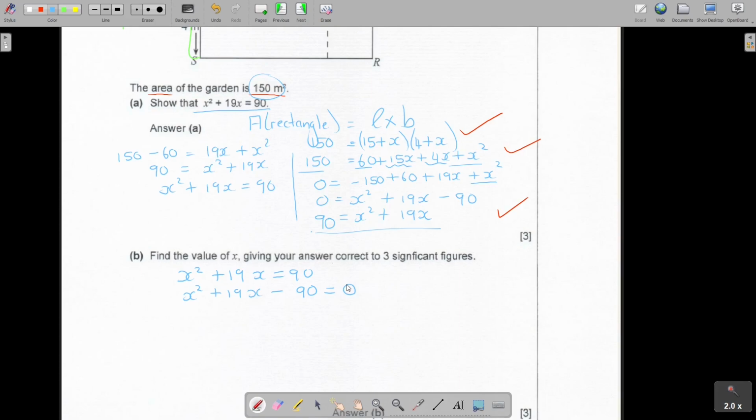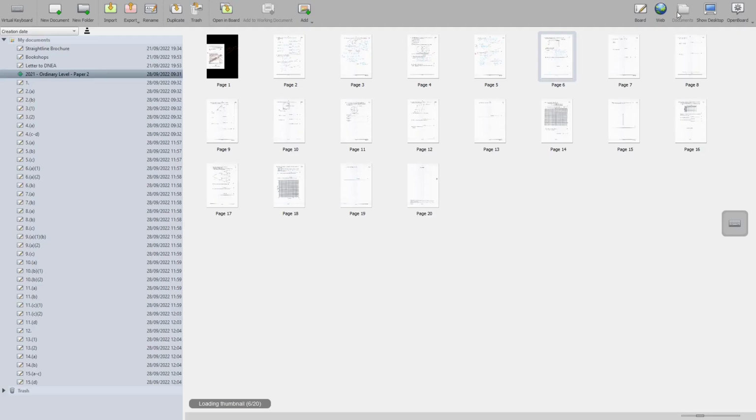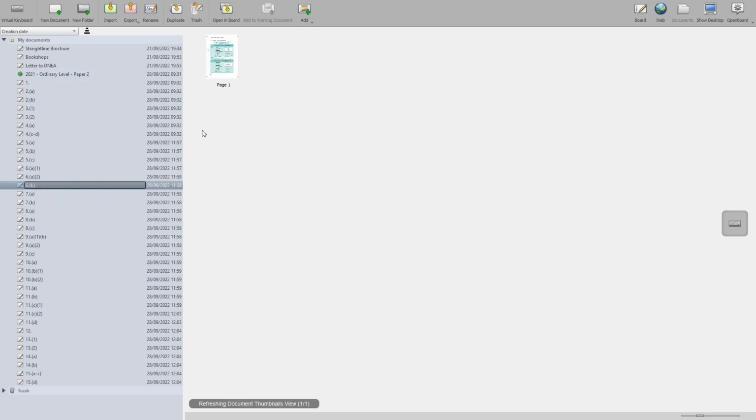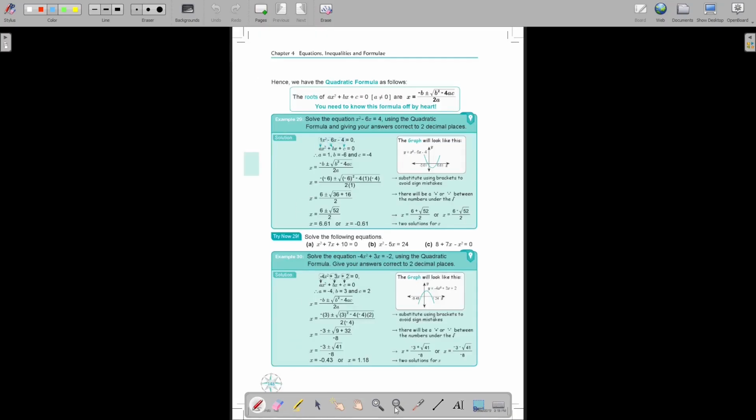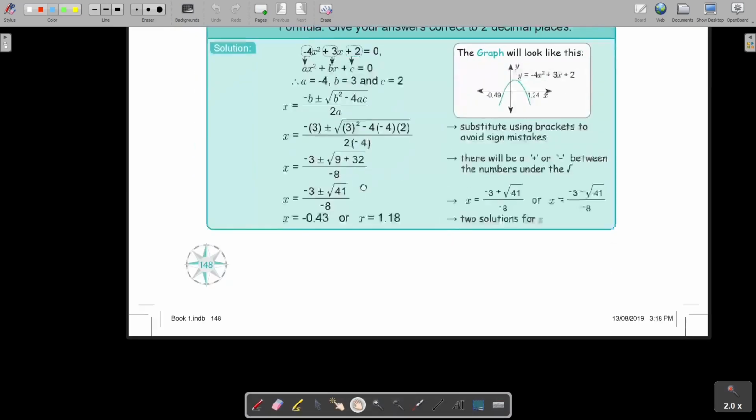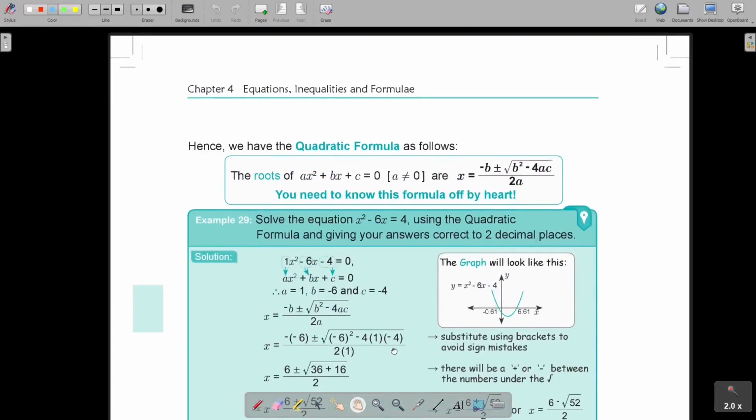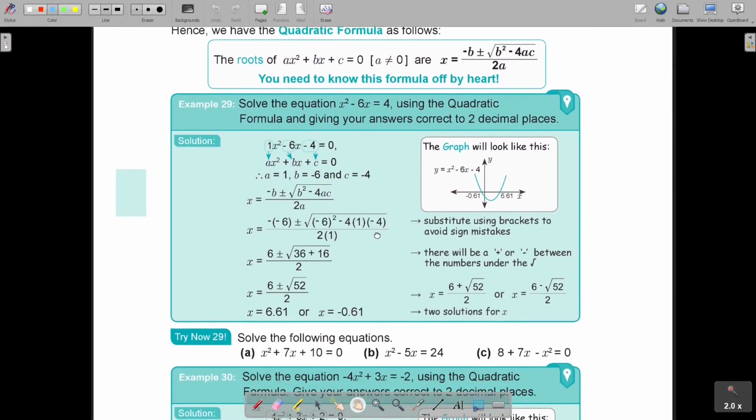Now, as soon as they say correct to 3 significant figures, or they say to 2 decimal places, you must already know, sorry, you're going to solve it with the formula. It's not going to factorize. It's either the formula or completing the square. But again, I want to take you to where we solved quadratic equations by the formula. And that's page 148. I'll take you there. There it is. It's an equation, so it's page 148. It's chapter 4, and I'm going to just show you example 29.